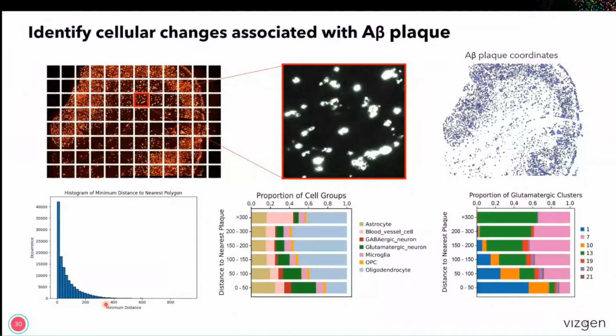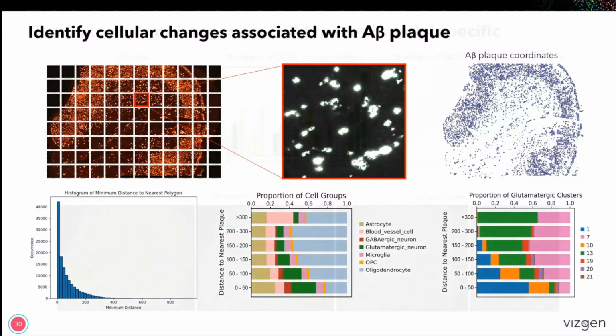Interestingly, when we calculate the cell type composition within different distance ranges to amyloid beta plaque, we can see that neurons are relatively enriched in regions close to the plaque, while oligodendrocytes are more enriched in regions distant from the plaque. If we perform the same analysis with different glutamatergic cell clusters, we can clearly see that cluster 1 is enriched in the amyloid beta plaque region, while cluster 13 is depleted from the region.